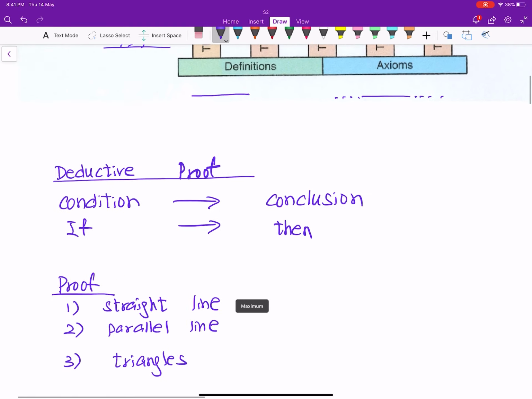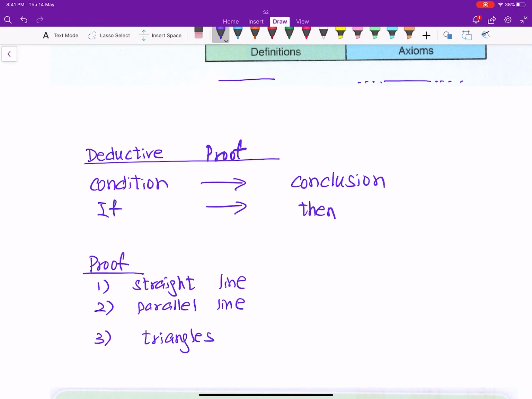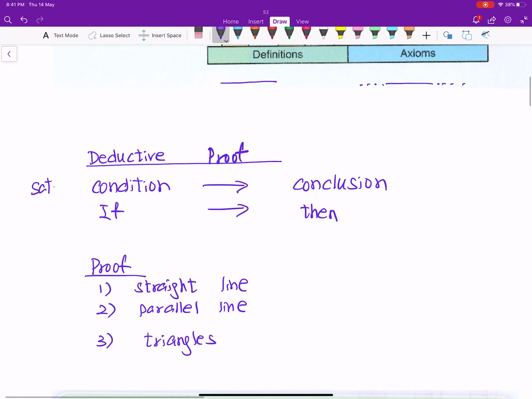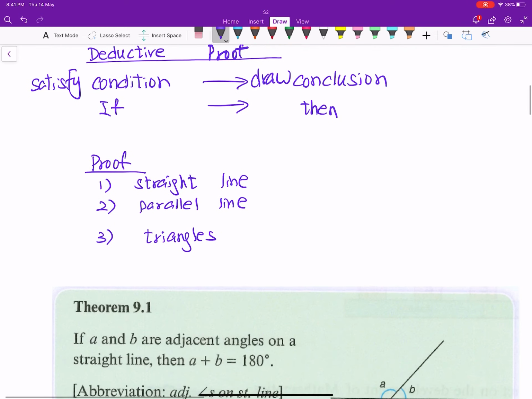So deductive proof is about if we can satisfy the condition, then we can draw a conclusion. So in math language, we can say if something is true, then we can draw some conclusion. So this is deductive proof. So in 9.2, we have three parts. The first part is proof about straight lines. Second part is parallel lines. The third part is proof about triangles. So today we will go through the first part, proof about straight lines.